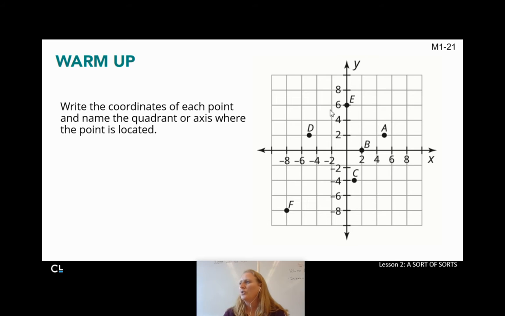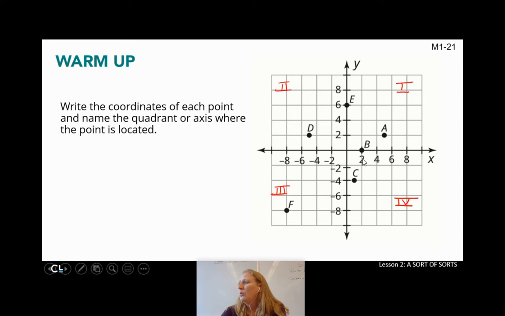All right, guys. So first of all, just to help remind myself, because my brain can only handle so much, I'm going to remind myself this is quadrant 1, quadrant 2, quadrant 3, and quadrant 4. We like to use Roman numerals for our quadrants. So let's start off with point A.